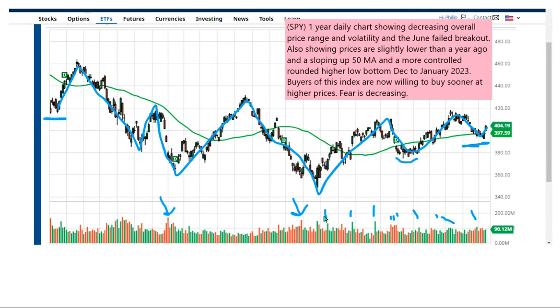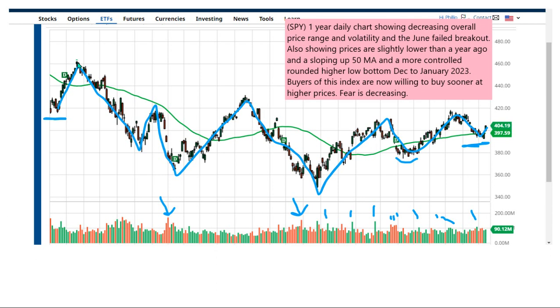Here we have a more highlighted view. This is the same chart of the SPY, 1-year daily chart, showing decreasing overall price range and volatility. And the June failed breakout, which was back here. Okay, this was a failed breakout last June.